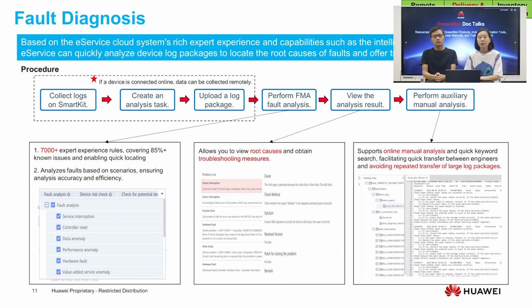Next, we will introduce the fault diagnosis tool used in maintenance scenarios. When a complex fault occurs on a device and the logs are required to locate the fault, the tool can quickly diagnose the fault based on log analysis and location. You can use SmartKit or the eService remote log collection function to collect device logs. Import the logs to the fault diagnosis tool and select a fault symptom. Then the tool can automatically analyze the root cause of the fault and provide handling suggestions.